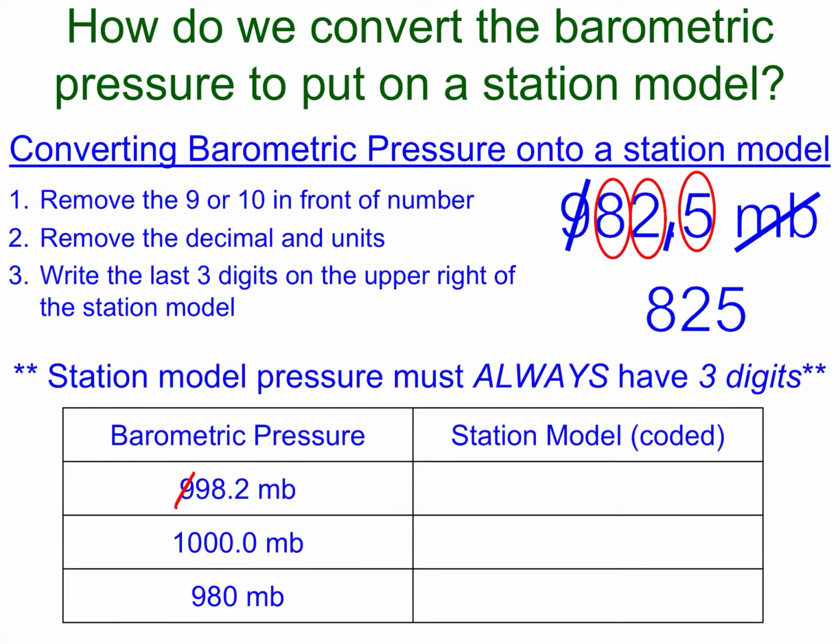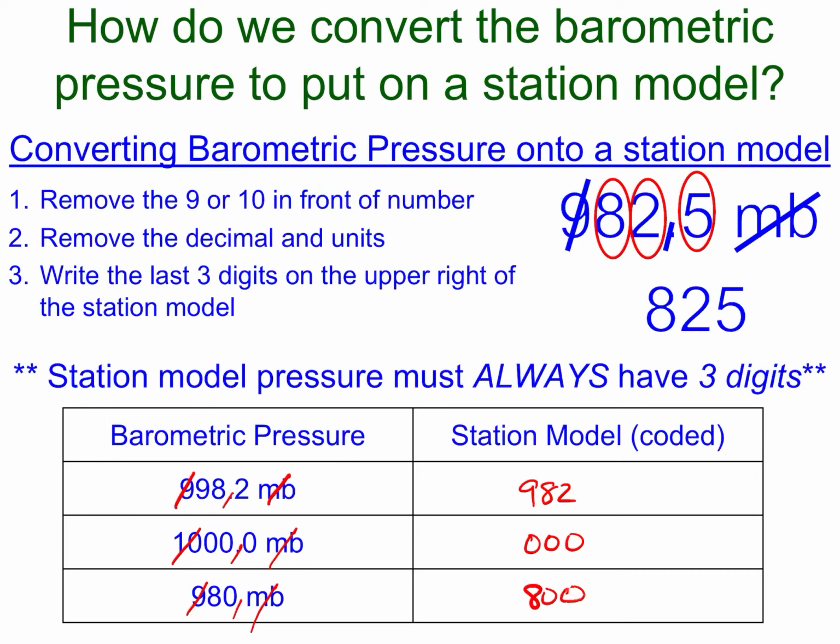So you're always going to get rid of the 9 or the 10 in front. You're going to lose the decimal. Here there was none, but let's assume it's gone. And you're going to lose the unit. So for this one, it's 982. This one is 000. And this one, 80, but we're just going to add a 0 at the end, because you have to have 3 digits.